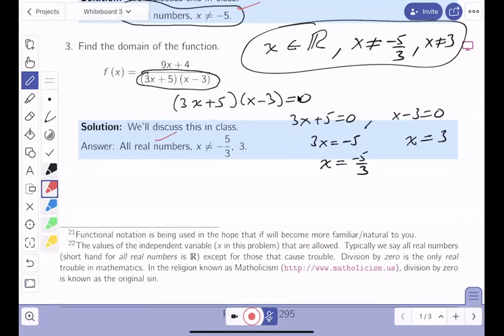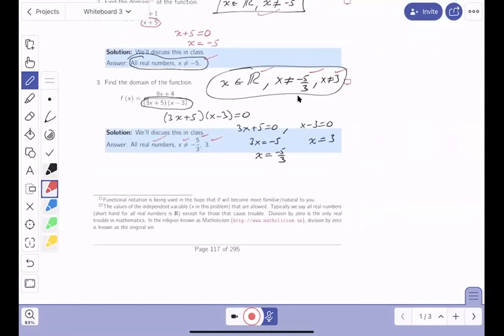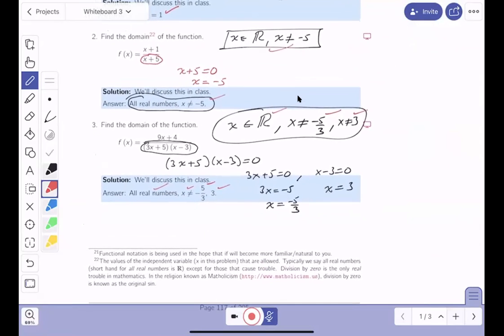All the real numbers, that's what that means over there. X can't be minus 5/3, and it can't be 3. All right, fairly simple. That's a domain. Domain is something that's pretty important. At this stage of the game, though, domain is, well, we can't divide by 0. All numbers are okay except dividing numbers by 0.